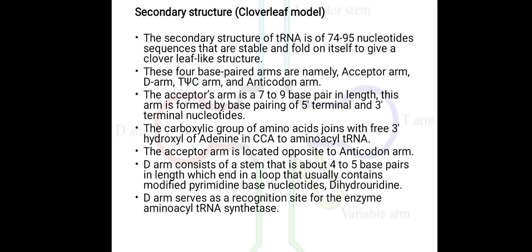Again, the D arm, which is part of the tRNA molecule, consists of a stem about 4 to 5 base pairs in length, which ends in a loop that usually contains the modified pyrimidine base, dihydrouridine. So the name D arm is on the basis of the presence of this unusual modified base. The D arm serves as a recognition site for the enzyme aminoacyl tRNA synthetase.